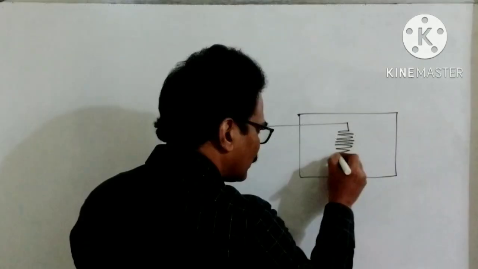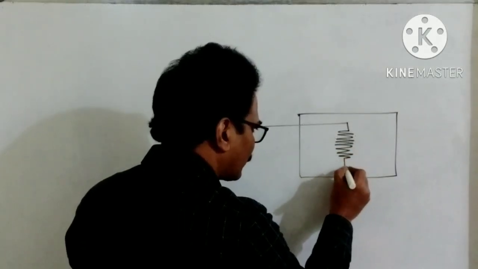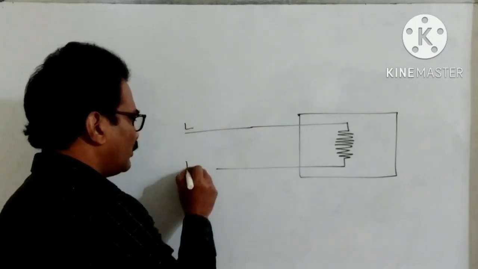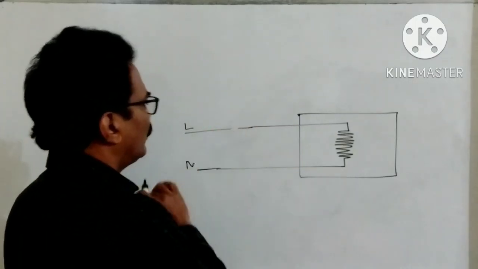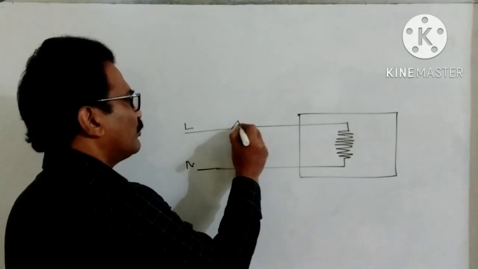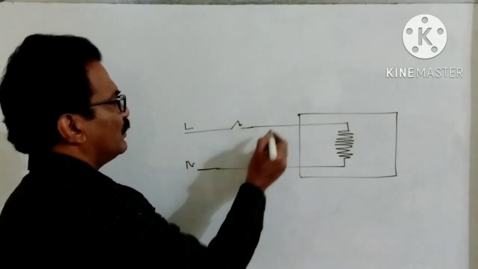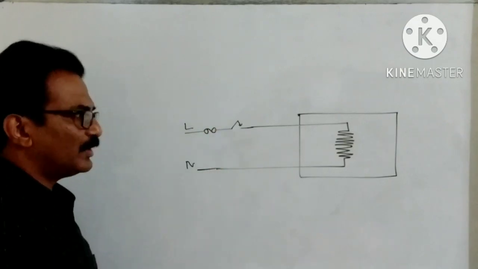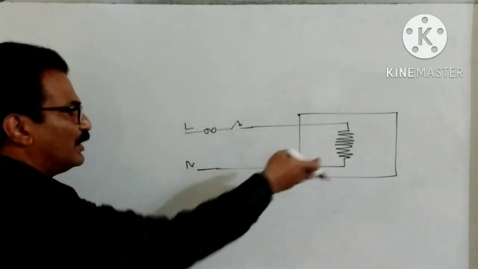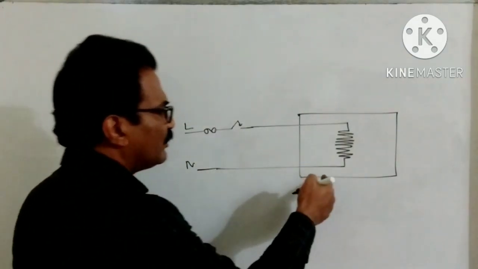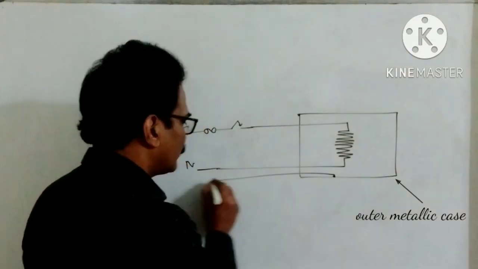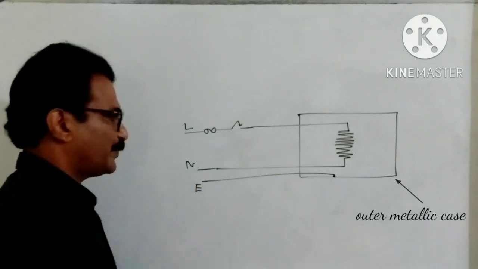The appliance. Okay. So component inside the appliance. This wire I am calling it the live wire and this one is a neutral wire. And here there will be a switch, and we will have a fuse here also. This is the way we made this live wire and the neutral wire. And this case will be earth. This is the earth wire.